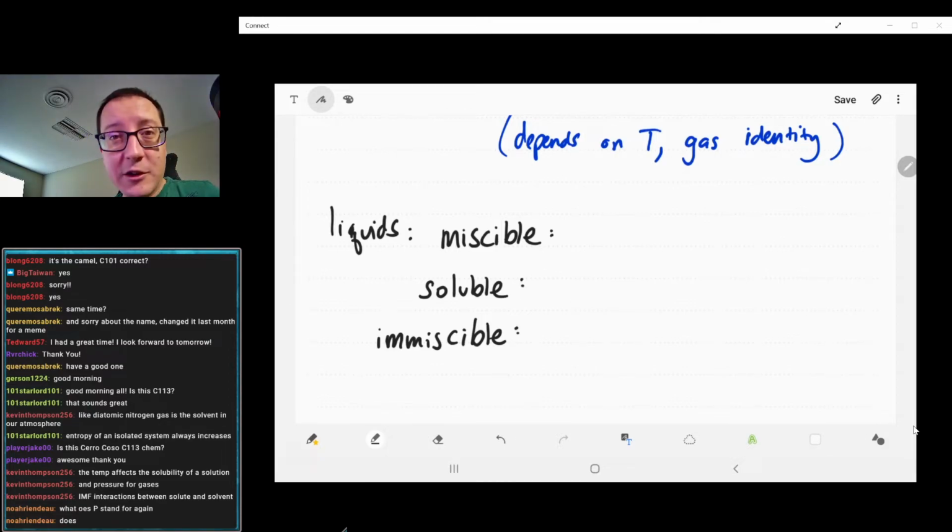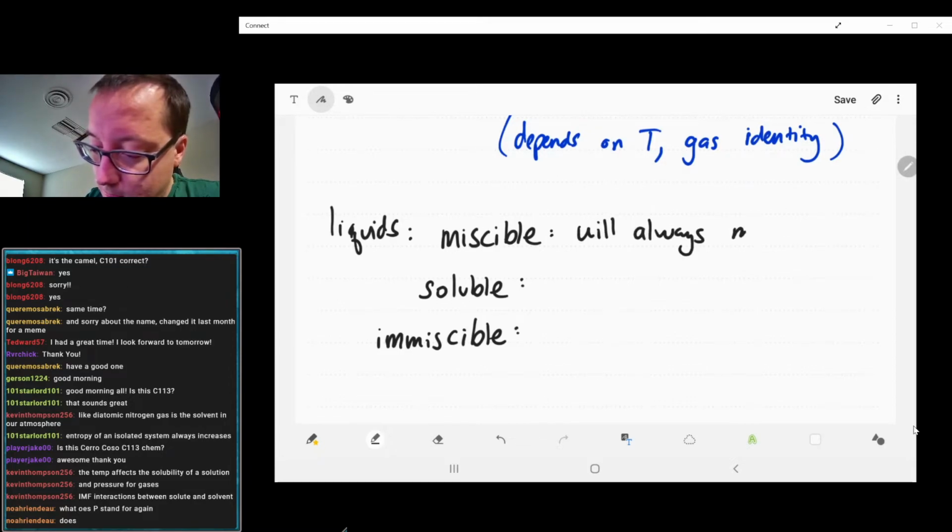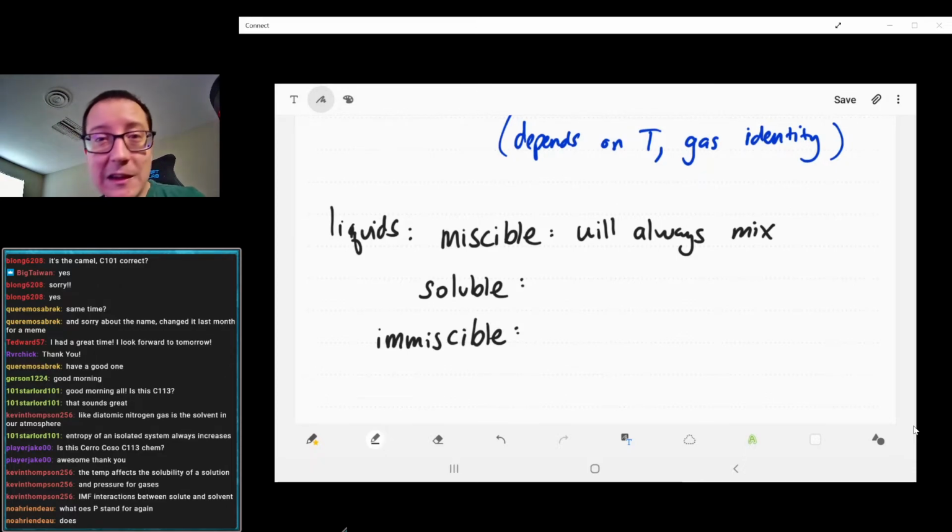So we've got three terms to look at here when we're looking at liquids together. If a liquid is miscible with another liquid, that means it will always mix, no matter what the proportion is. So for example, ethanol and water are miscible liquids. No matter how much ethanol you put into the water, they will always mix perfectly. Whether it is 75% ethanol and 25% water, or 50-50, or 10% ethanol and 90% water, it'll always mix completely.